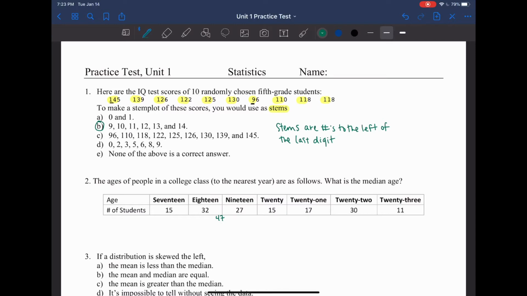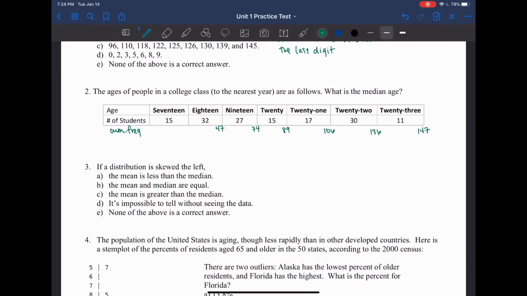Then 47 plus 27 is 74. 74 plus 15 is 89. Sorry, you might hear some noise in the background. That's my dog chewing on a bone. 89 plus 17 is 106. 106 plus 30 is 136. And then 136 plus 11 is 147. So this is a cumulative frequency, which means there are a total of 147 individuals in this data set.